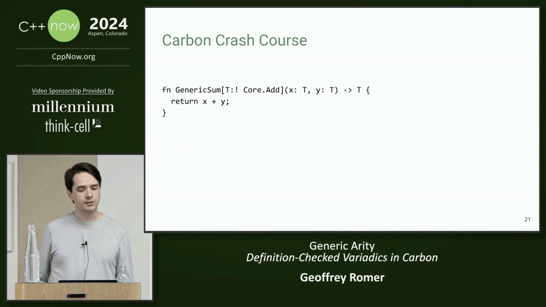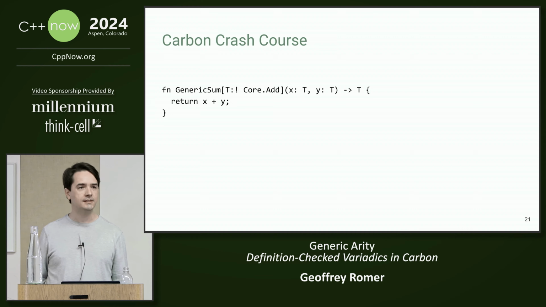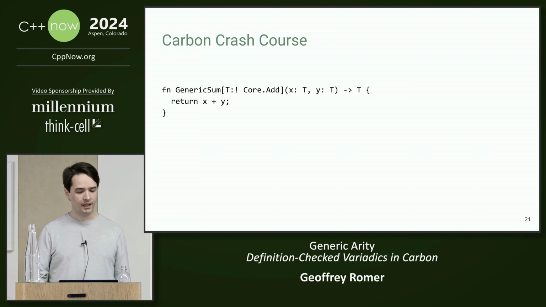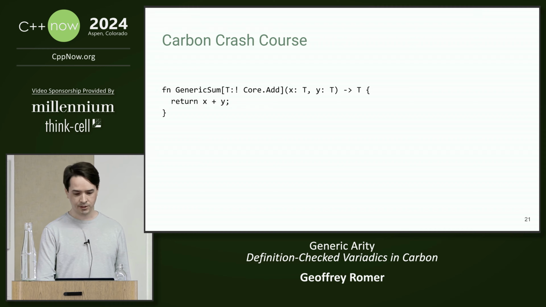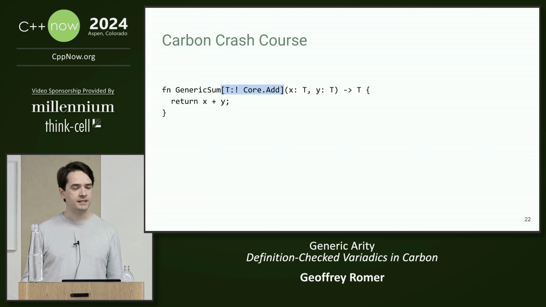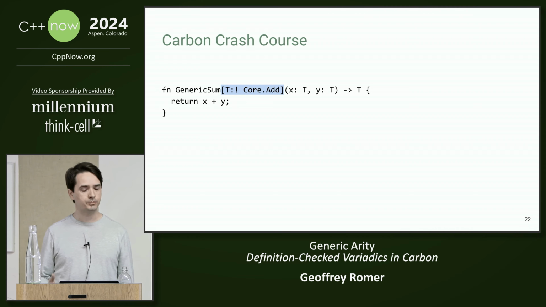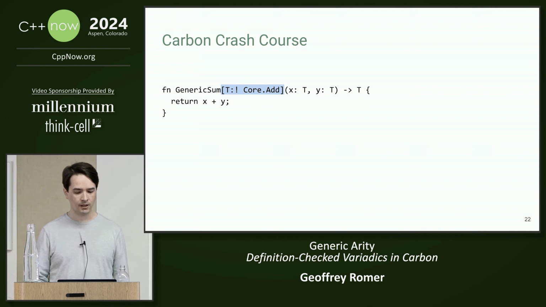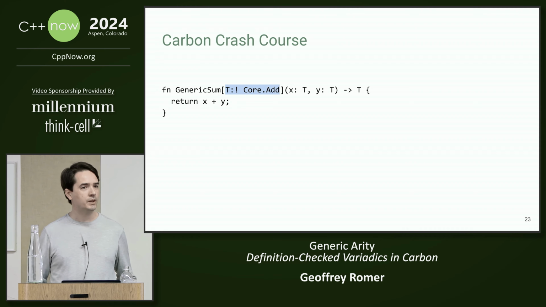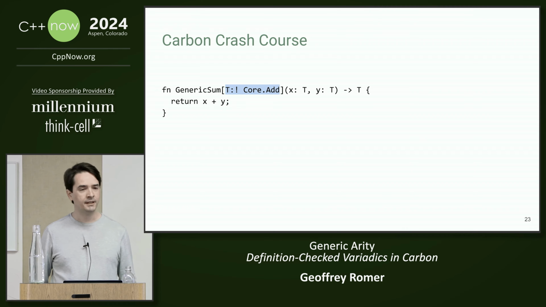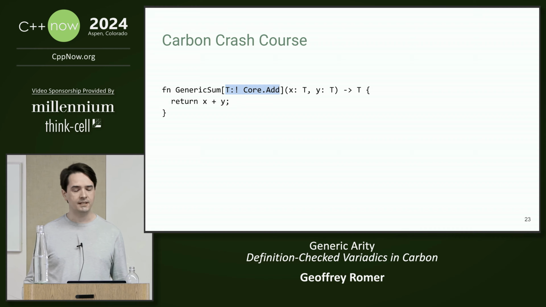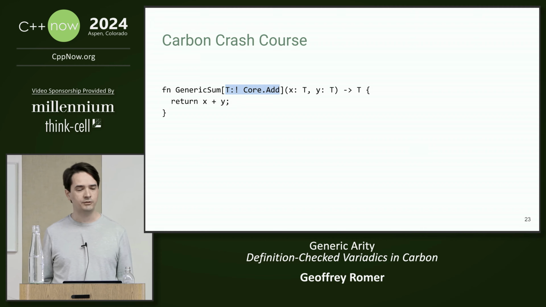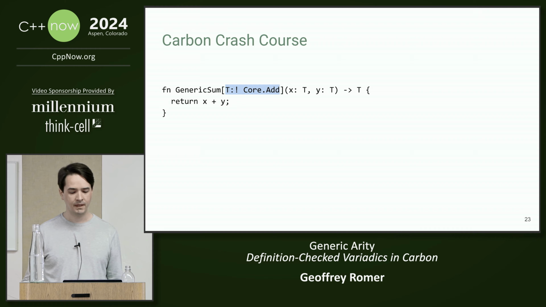So one of the key features that distinguishes Carbon from C++ is its generic system. So here's a very simple example of a generic function. This is an implicit parameter list. It's a list of parameters that are deduced rather than being passed explicitly by the caller. And in this case, there's only one parameter. This is a binding pattern, but the exclamation point makes it a compile time binding, which means the bound value has to be fixed at compile time.